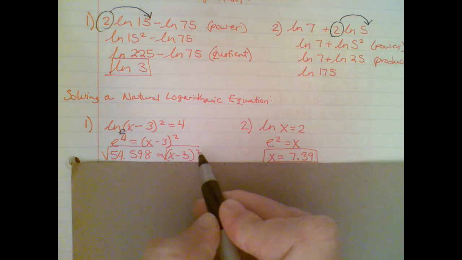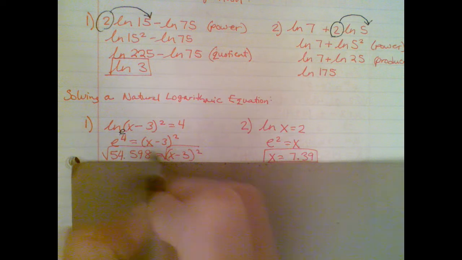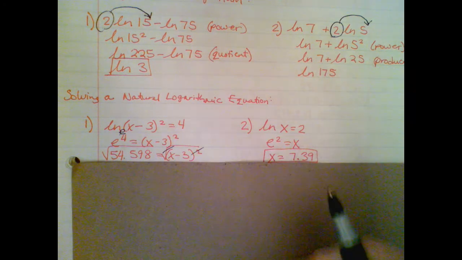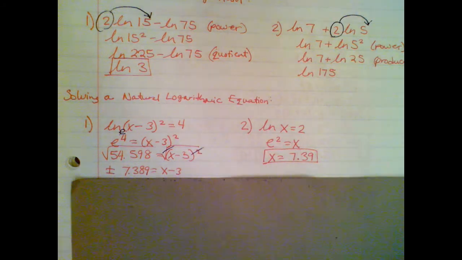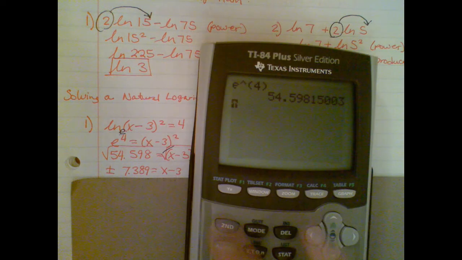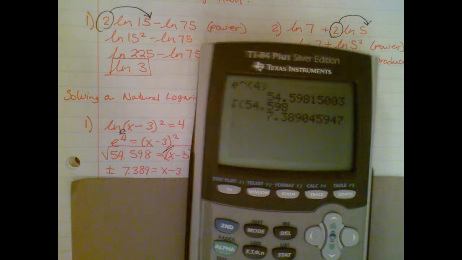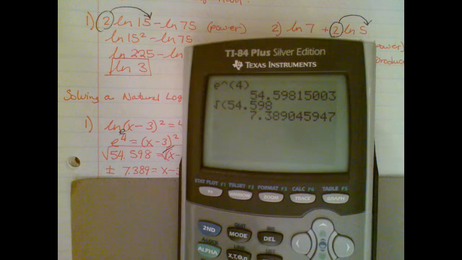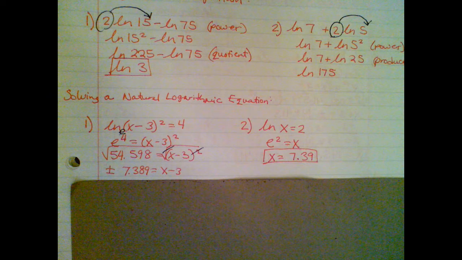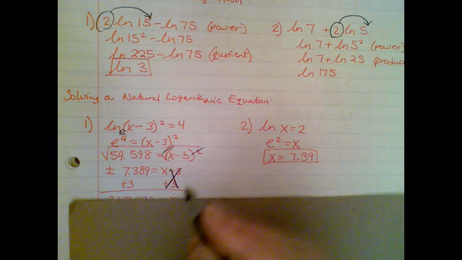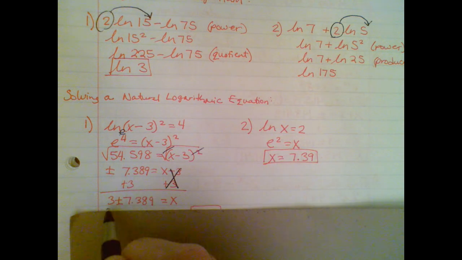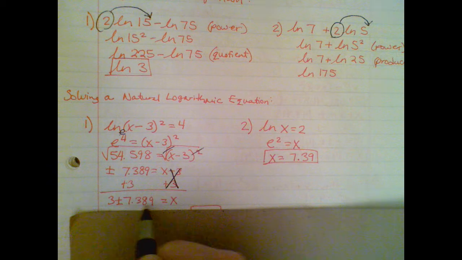How we undo this to the 2nd power, we square root both sides. The square and the square root just cancel out, so we're going to have x minus 3. When we take the square root of both sides, we need that plus or minus sign. And then I'm going to take the square root of 54.598, and I get 7.389. And then I need to get this x by itself, so I'm going to add 3 on both sides, so those cancel out. So then I have x equals 3 plus or minus 7.389.